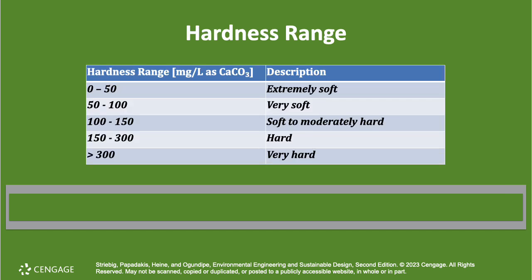The hardness of water can range from extremely soft, 0 to 50 milligrams per liter as calcium carbonate, very soft to moderately hard, 50 to 100 and 100 to 150 milligrams per liter respectively, hard water, 150 to 300 milligrams per liter, and then very hard water, greater than 300 milligrams per liter calcium carbonate.